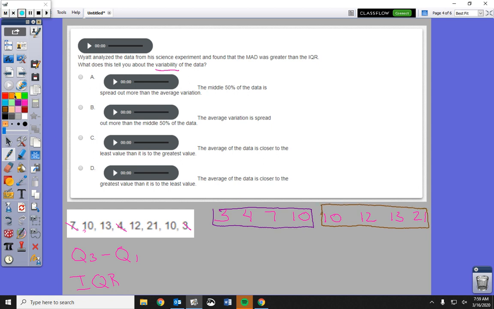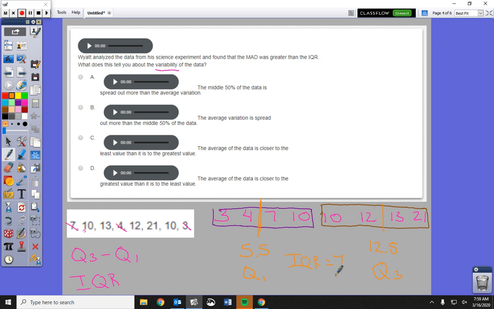All right, now to find that IQR, let's see, what's in between 4 and 7? Well, if I go up 1, I get 5. If I go down 1, I get 6. So quartile 1 is 5 and a half. Quartile 3, in between 12 and 13, is 12 and a half. Now in this situation, the IQR would be 7, right? 12 and a half minus 5 and a half gives you 7.